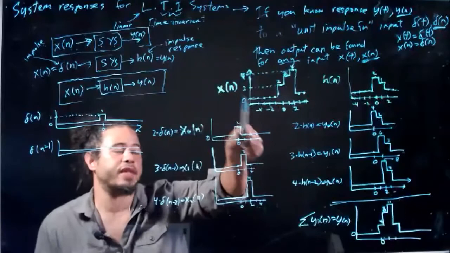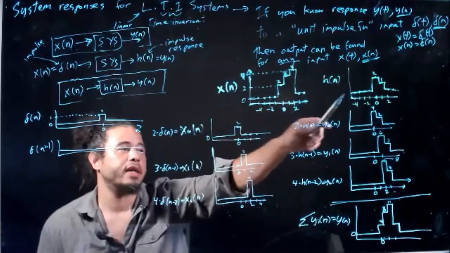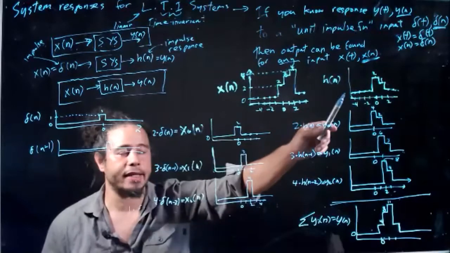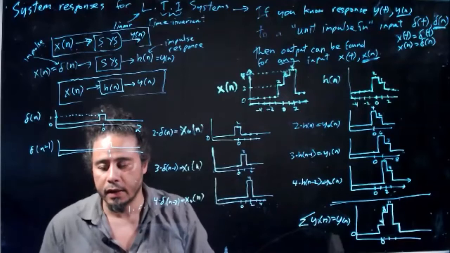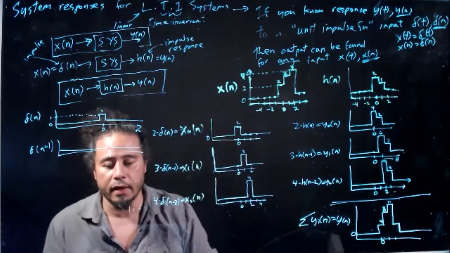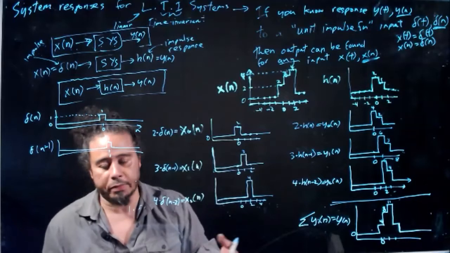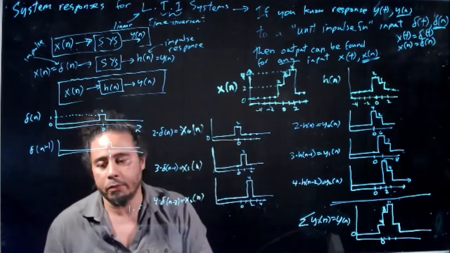I made up a certain example of x of n and a certain example of h of n. I could have made it anything. Obviously, if I changed h of n, it would change the work here and the answer. But h of n could potentially be anything, right? For some particular system, it might take some work to figure out what h of n is. In general, it's actually not that much work.